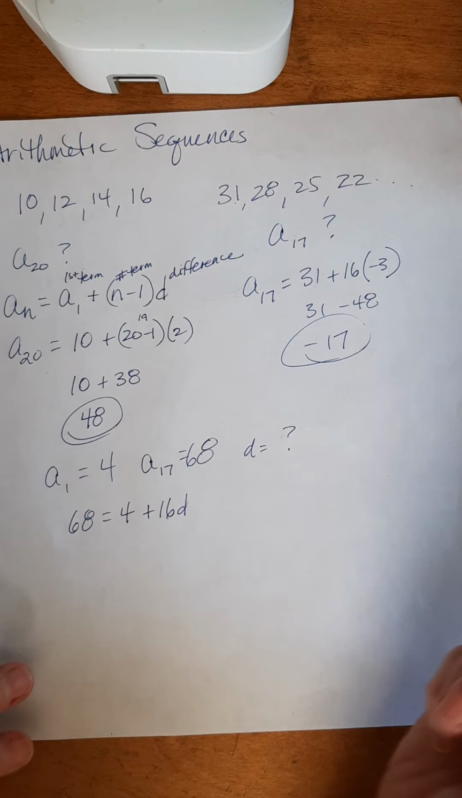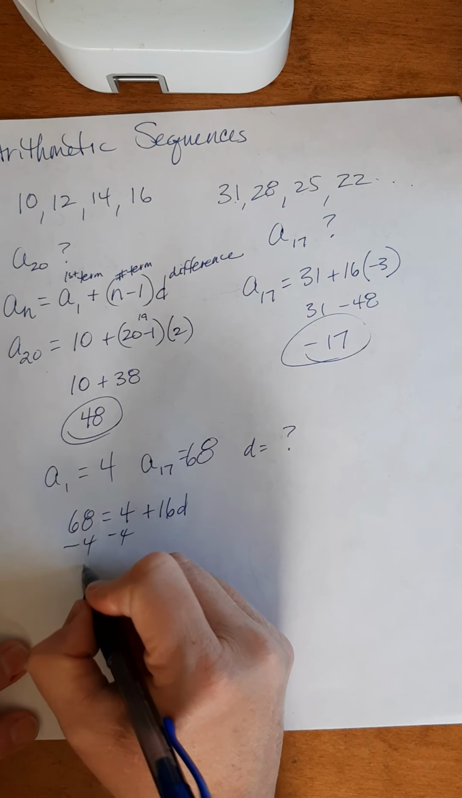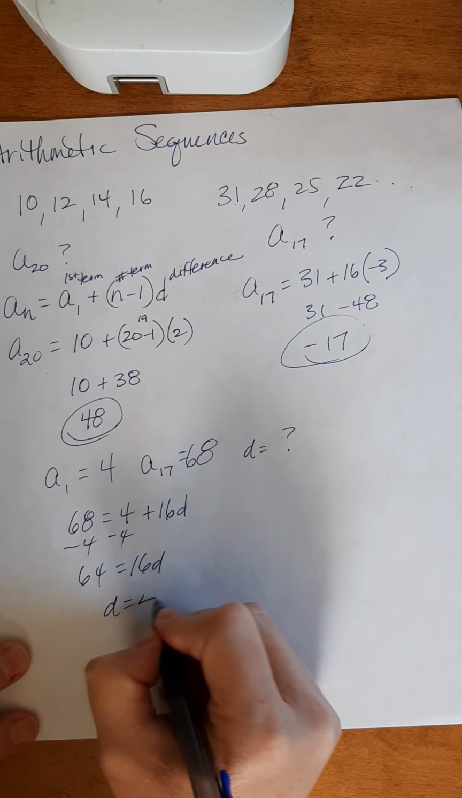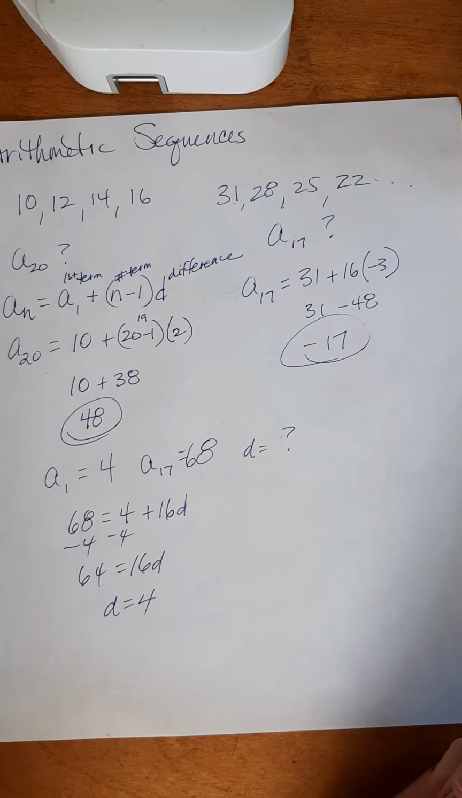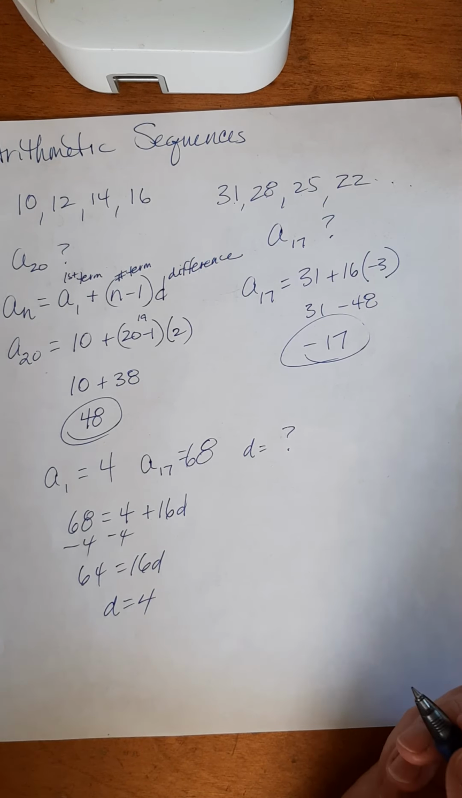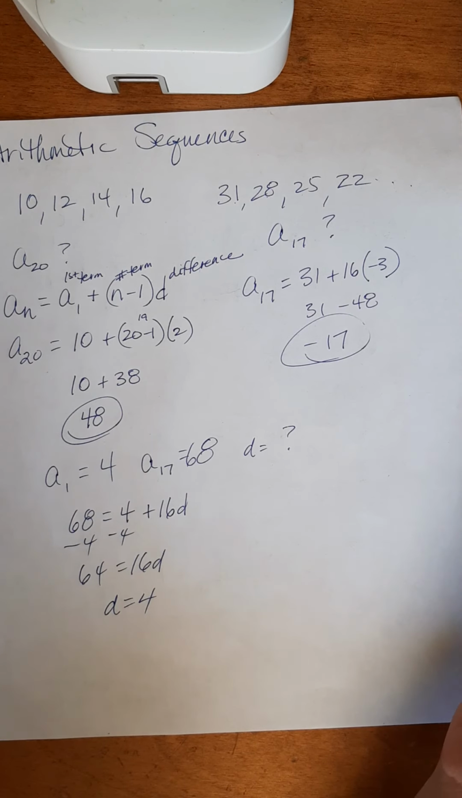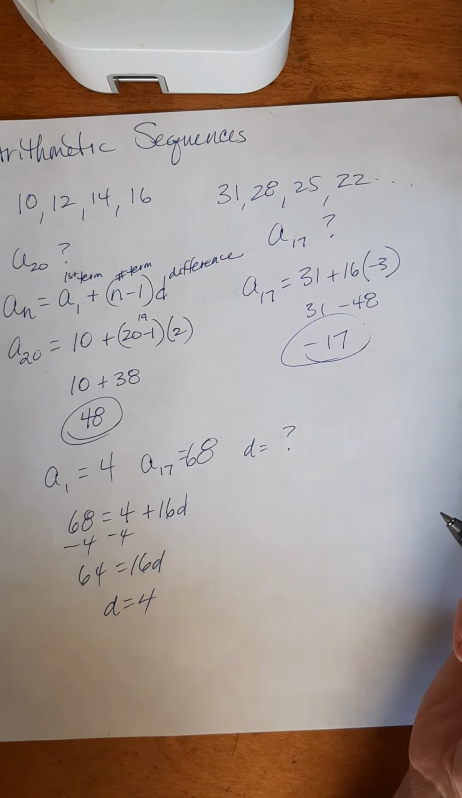And notice how you can just solve it. Subtract the 4. 64 equals 16d. Divide by 16. Common difference is 4. So they can give you parts of it. You know, technically you've got 1, 2, 3, 4 variables. They can give you any 3 pieces of information and want you to find the missing piece.